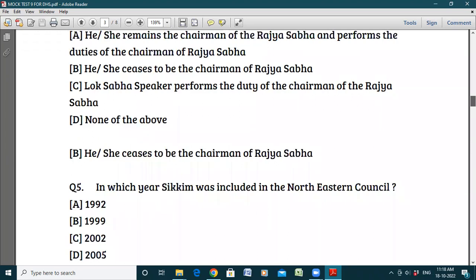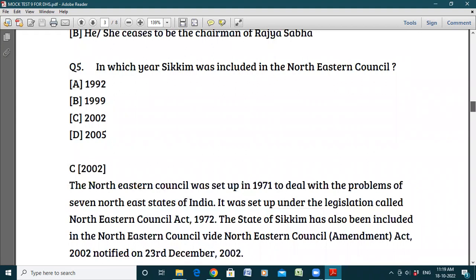Next question, in which year Sikkim was included in the North-Eastern Council? The correct answer will be option C, that is 2002. The North-Eastern Council was set up in 1971 to deal with the problems of 7 northeastern states of India. It was set up under the legislation called North-Eastern Council Act 1972. The state of Sikkim has also been included in the North-Eastern Council by North-Eastern Council Amendment Act 2002 notified on 23rd December 2002. So correct option is option C.